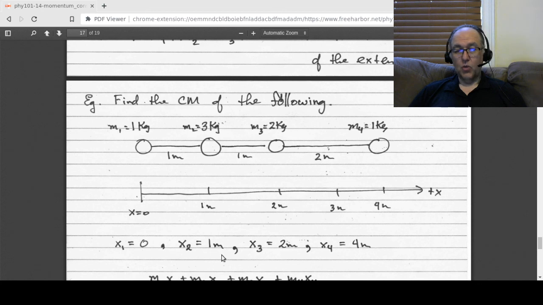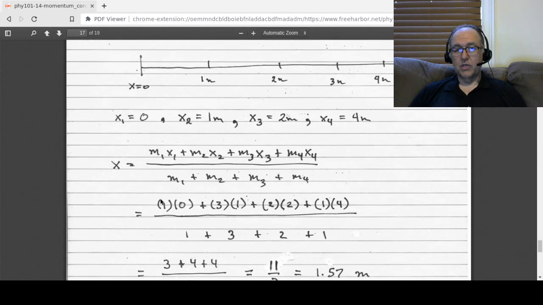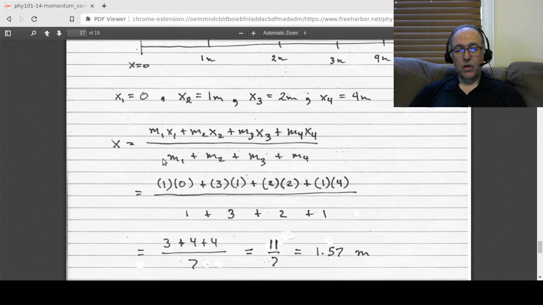So I have that here: x1 is 0, x2 is 1 meter, x3 is 2 meters. See that? It's at the 2 meter mark, and x4 is at the 4 meter mark. And now we just plug into the equation. It's that simple. So you've got m1x1 plus m2x2 plus m3x3 plus m4x4.